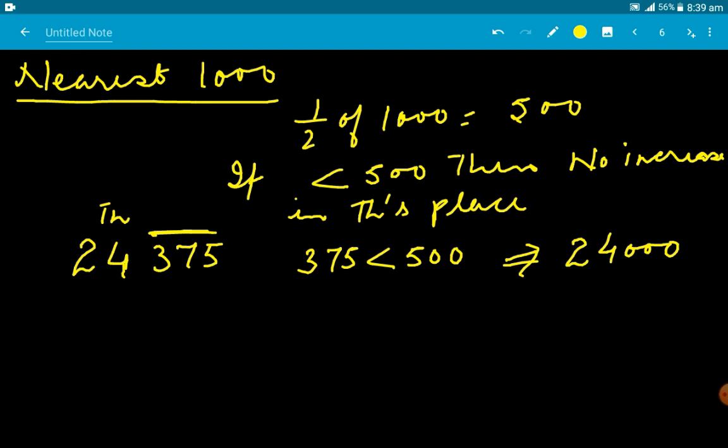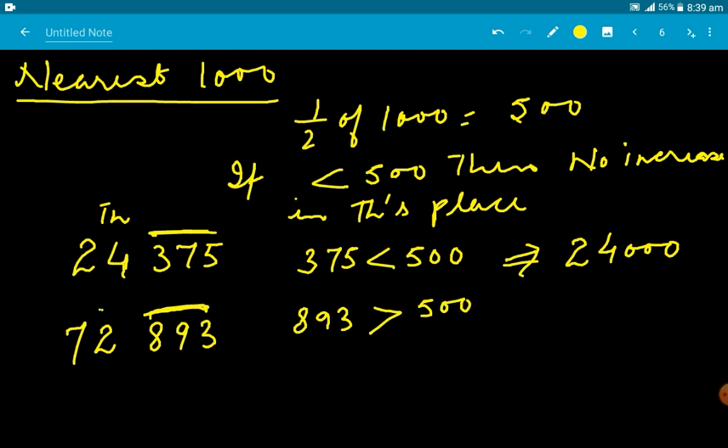Now if I have written a number like 72,893. Now see the three places, these are greater than 500, means we have to increase the 1000 place by how much? By 1. It will become 73,000.